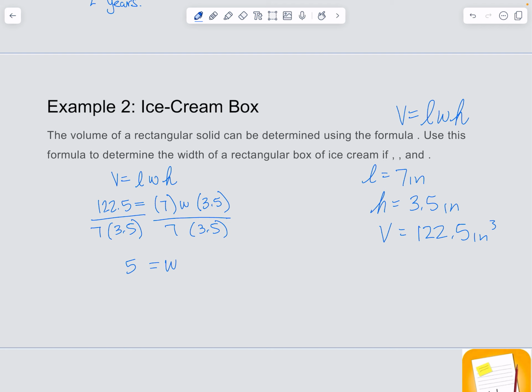So our sentence would be, the width of the ice cream box is 5 inches.